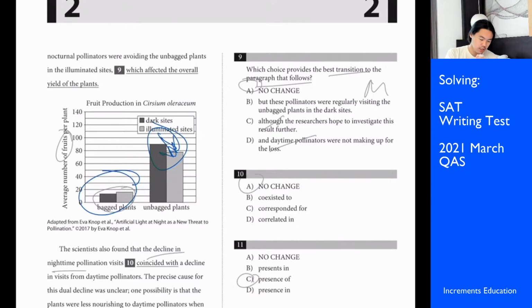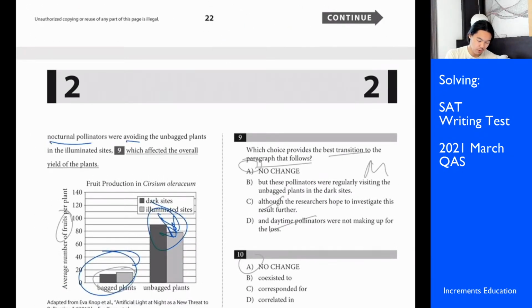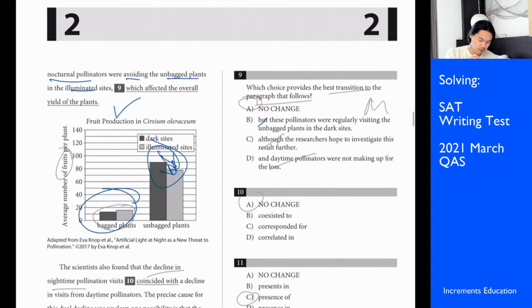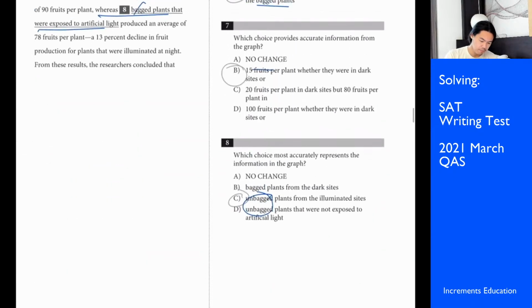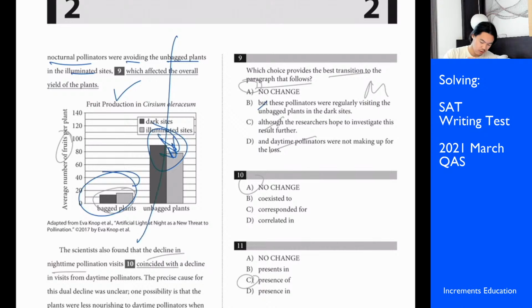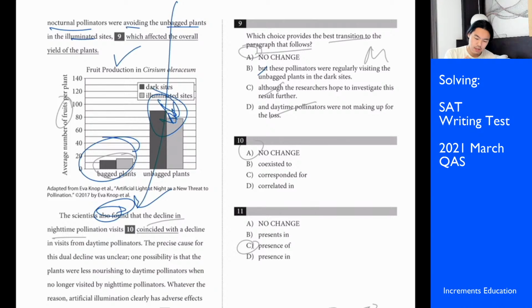And now this I felt sketchy about. Concluded that nocturnal pollinators were avoiding the unbagged plants in the illuminated sites, which affected, yeah, that's solid. But these, confusing. See, this is one finding, right? Concluded, right? They concluded, and then the transition is also found. Right? So it's just a second finding. It's a separate finding. And that is a good transition.